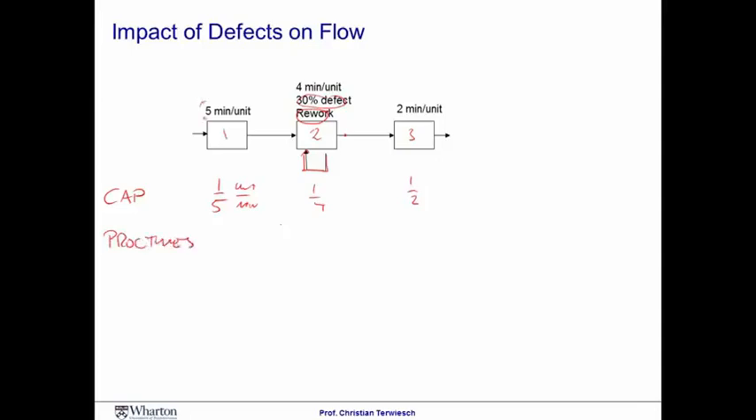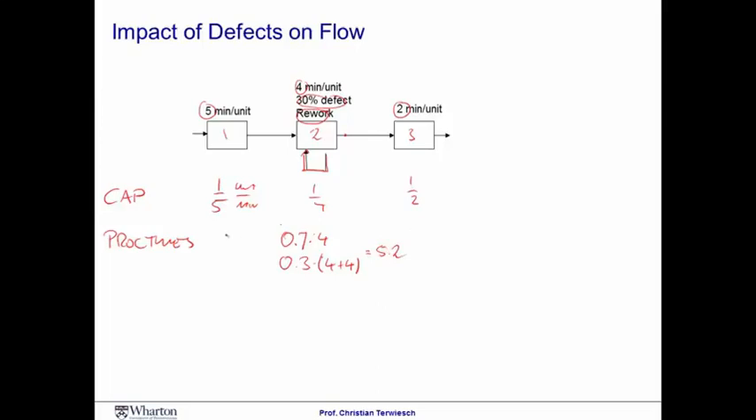are 5 minutes, 4 minutes, and 2 minutes, I have to acknowledge that for the second step, with a 70% probability, it will take me indeed 4 minutes. That means everything goes well. However, with a 30% probability, it's going to take me 4 plus 4 minutes. So the expected processing time is simply 0.7 times 4 plus 0.3 times 8, which equals 5.2 minutes.